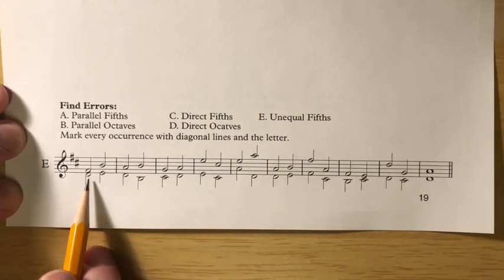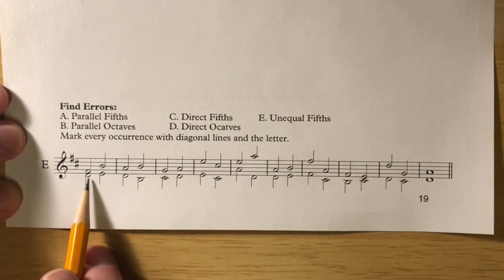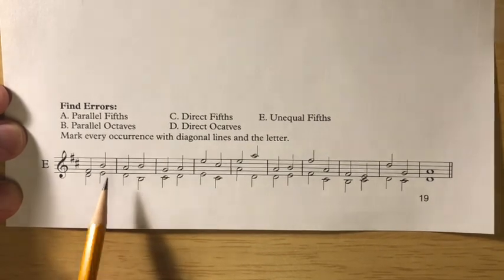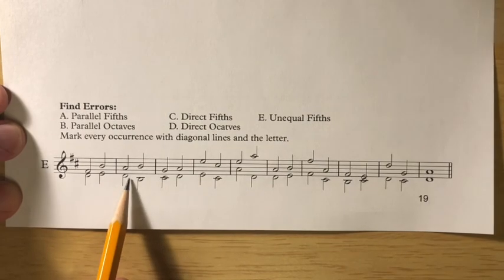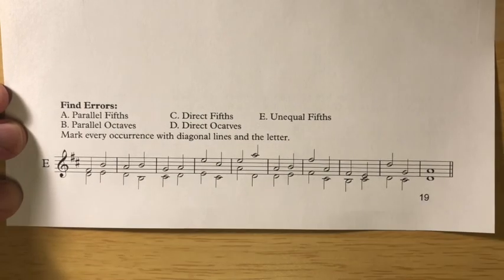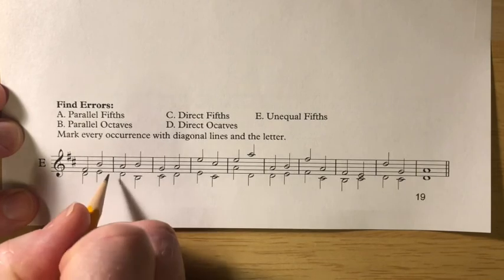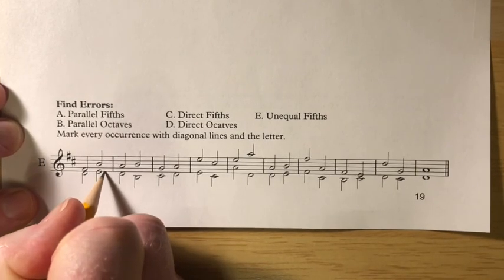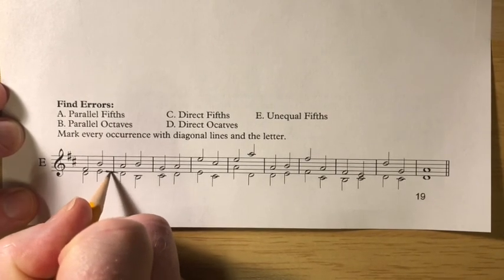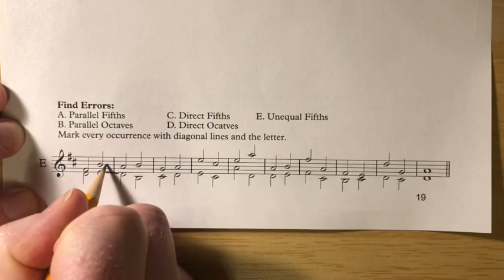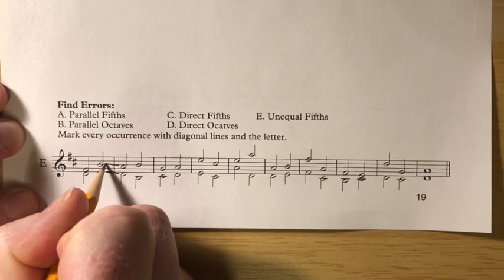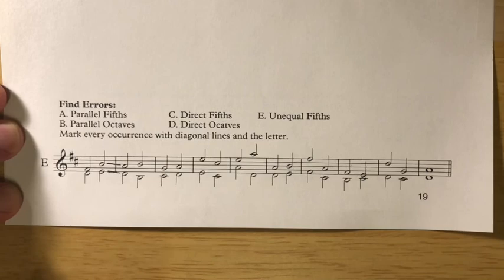How about measure 1? No, it's only similar motion there. Going from measure 1 to measure 2, I think I see something there. So here's how you would notate it if you find this error. Draw the parallel lines from note to note, like that.